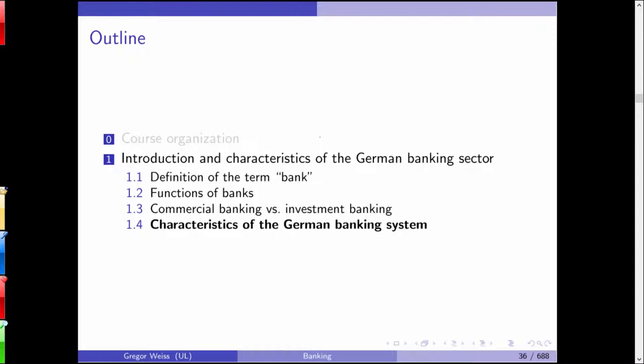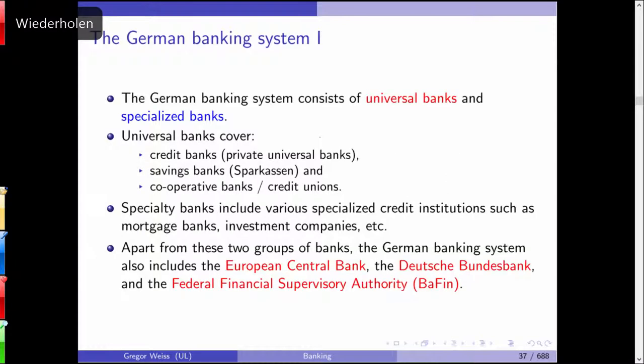I want to talk a little bit about the three pillars and the different types of banks we have in the German banking system, because I think especially compared to the US and even UK and French and Japanese banking system, the German banking system is quite peculiar in its structure, and you will see this in just a bit.